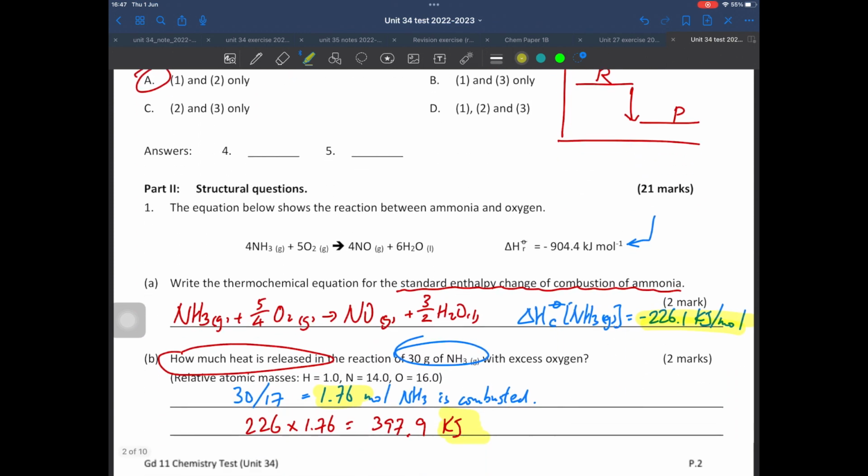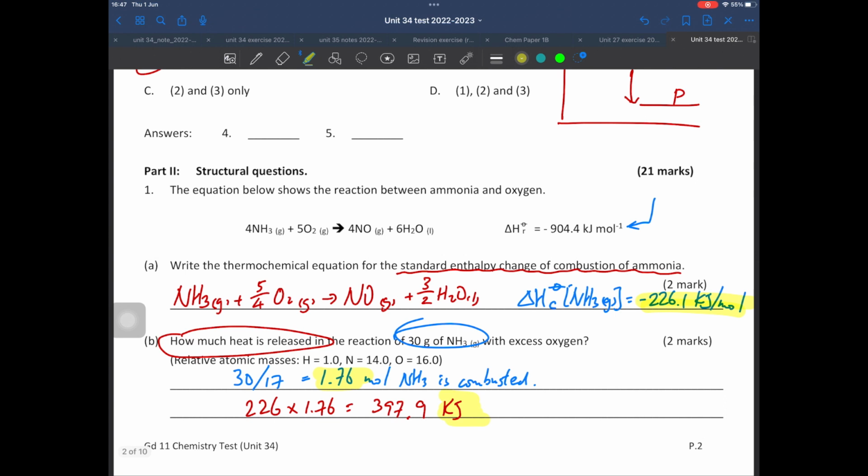Next one is the structured question. First, you are requested to write down the standard enthalpy change of combustion of ammonia. 1 mole of chemical is combusted completely in standard conditions. So here it shows. Don't forget to write down the corresponding physical states. And the second part, a mass will be given for the label.